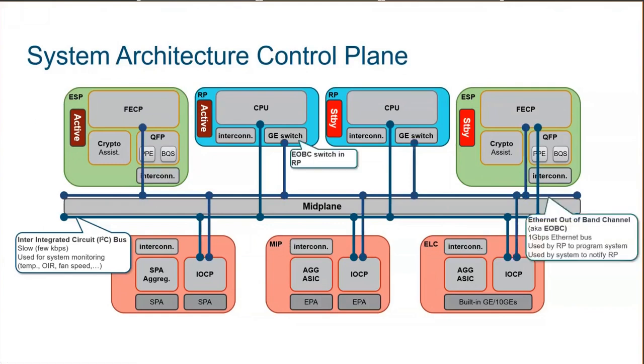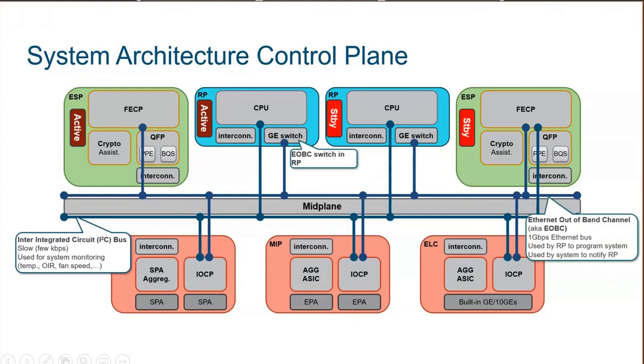And we have one more link, or internal link, that we can call the Ethernet Out of Band Channel, EOBC in short. This is a 1 Gbps internal link, which is used to push the configs, in the sense of programming the system. These are hardware oriented, right? So they'll be programmed. Whenever you configure something on the RP, there will be an EOBC switch in the RP, which we have indicated here with the GE switch.